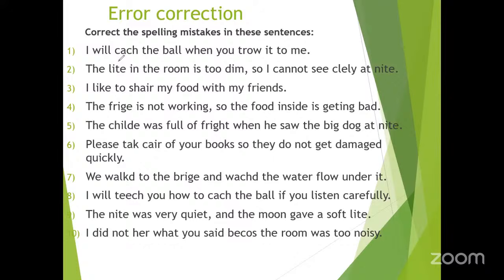So the first one, what is wrong here is that this catch is missing T. C-A-T, catch. Okay, so that's the spelling of catch. Then throw.